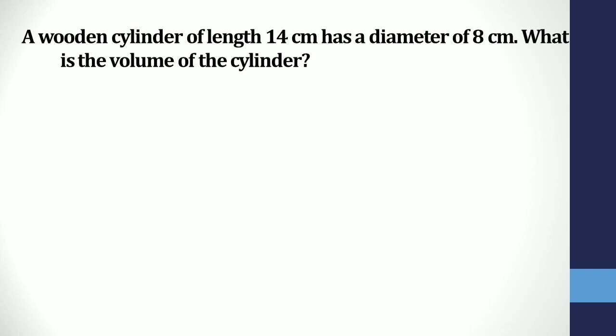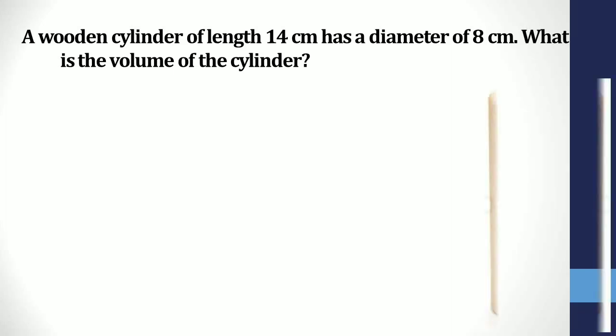So our next numerical is: a wooden cylinder of length 14 centimeter has a diameter of 8 centimeter. That means the length of the cylinder is given and the diameter of the cylinder is given. So what is the volume of the cylinder? We have to find the volume of the cylinder.